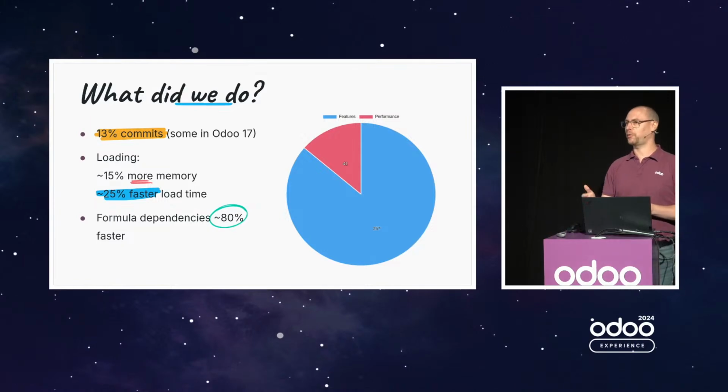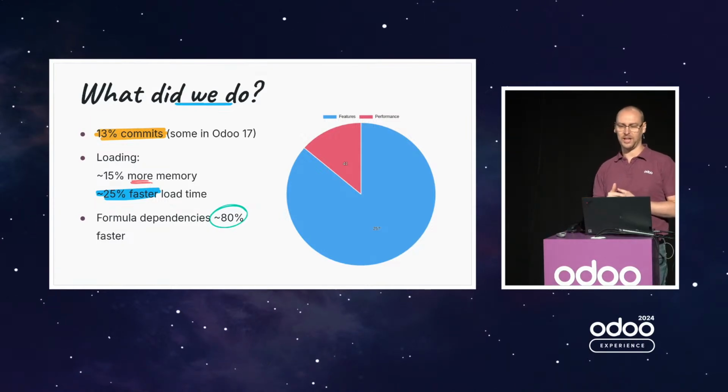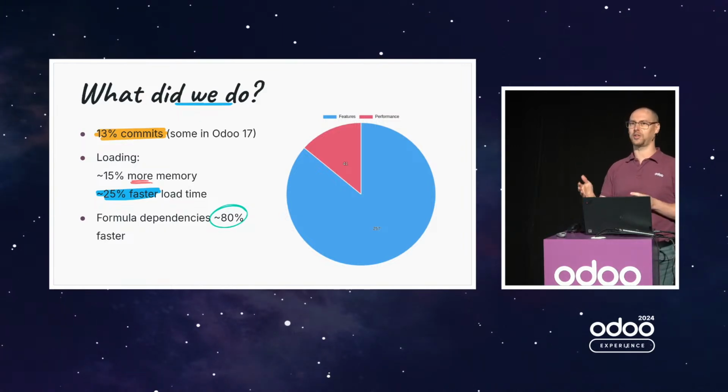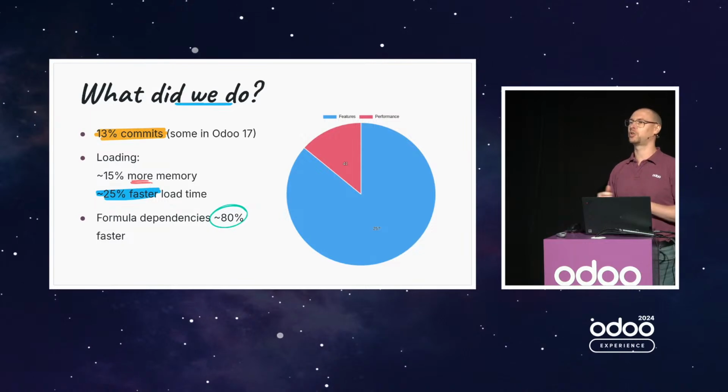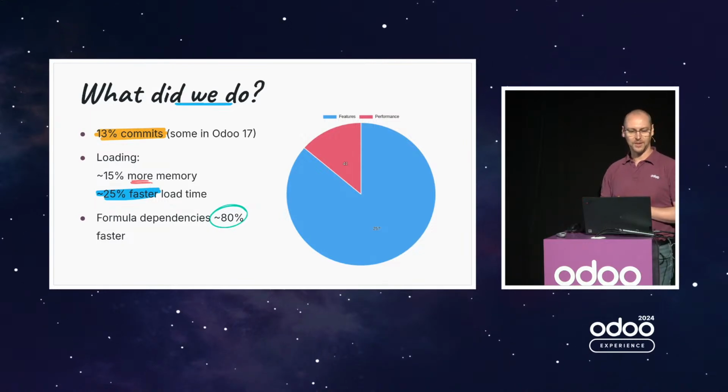Most of the commits about performance are merged in versions earlier than 18. So about half of them are merged in 17, and about half of that is merged in 16. So that means that you are already benefiting from a lot of the improvements.